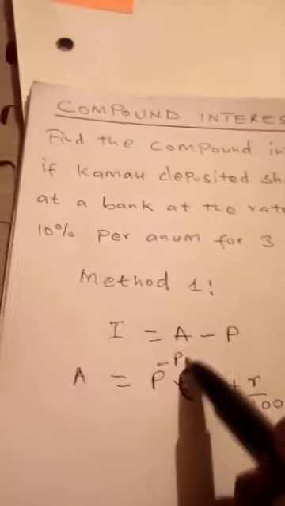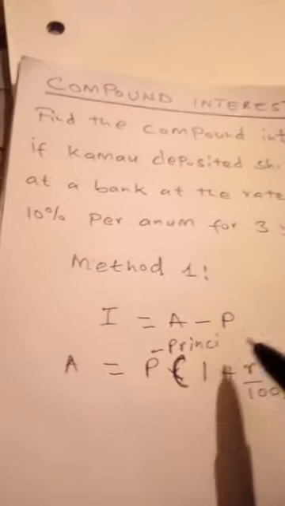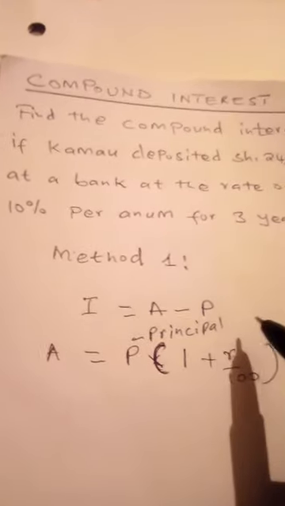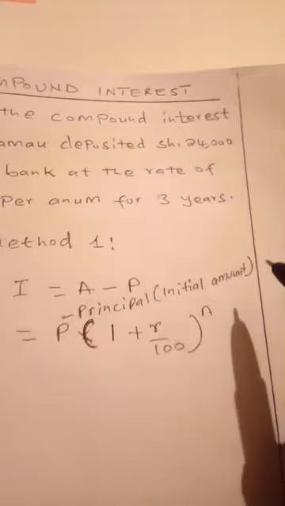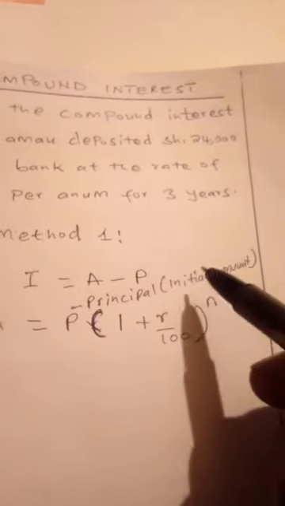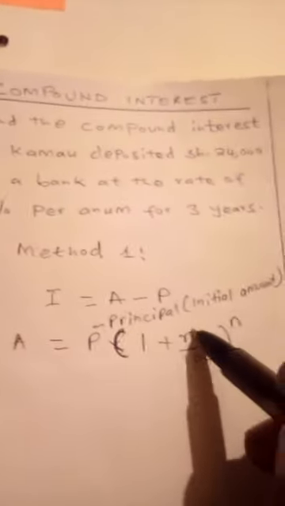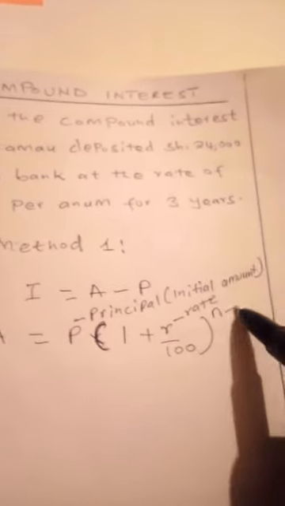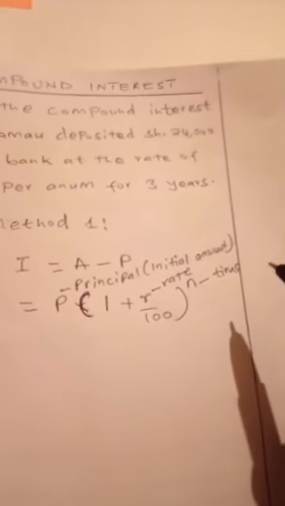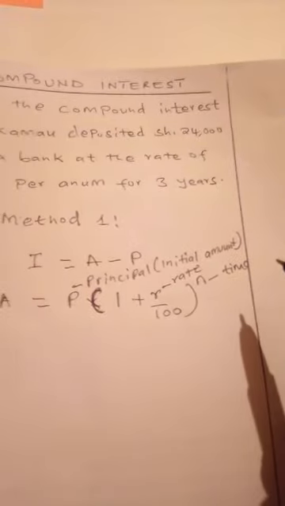We start with P. P means principal, which also means the initial amount. So P means principal or initial amount. Then R means rate. Then N means time, and this time must be in years.